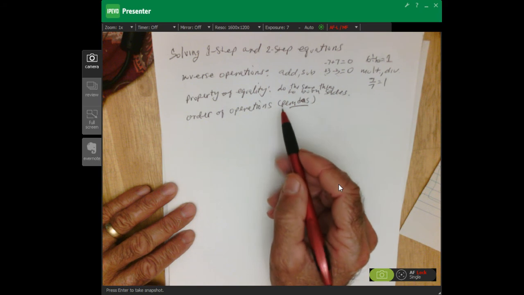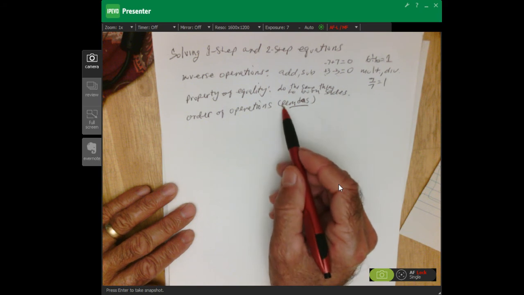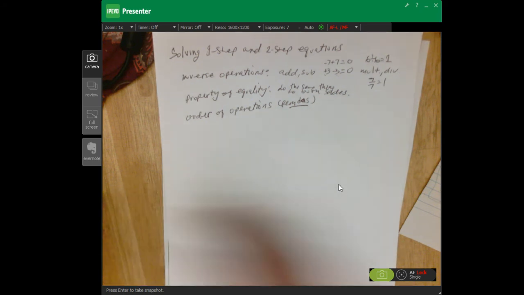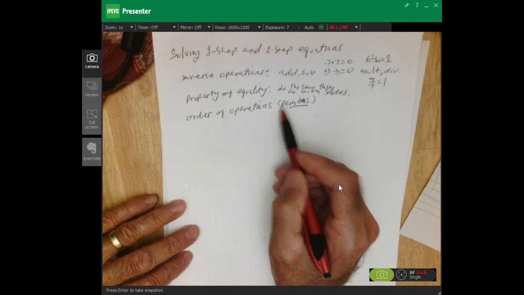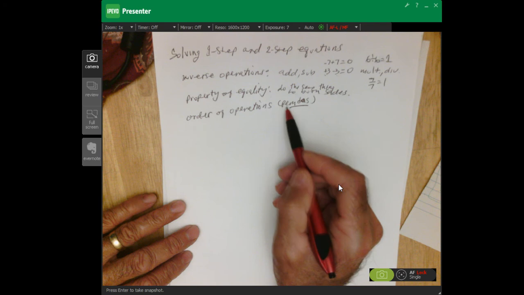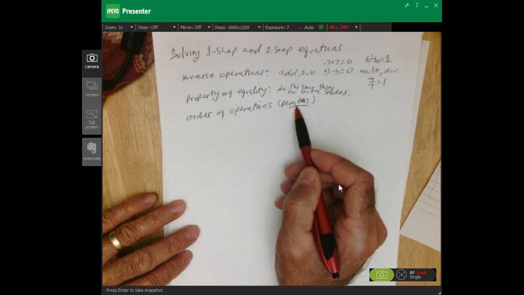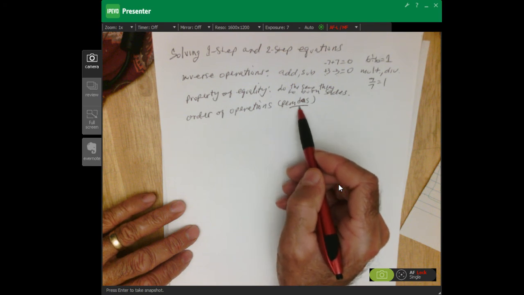The idea is inside groupings, anything inside the grouping symbols, that's where you start, and then you work your way out. The next thing is E for exponents. So P stands for parentheses, but it's any kind of grouping symbol. E for exponents, and then MD, multiplication and division.